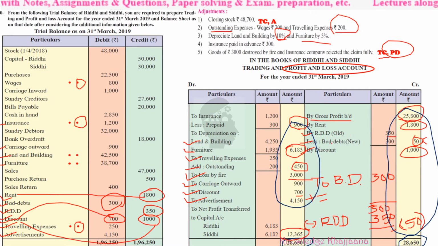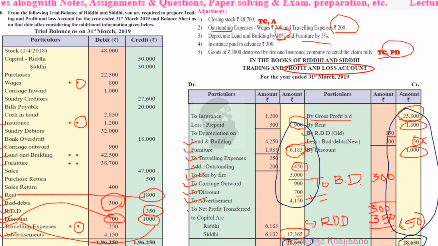See, as per the Partnership Act of 1932, when it is silent about the distribution of the profit, what should be done? It should be distributed equally among the partners. How many are the partners? Among the partners, it should be distributed equally. So 12,365 we have to distribute equally to two partners. That is what we have to do. We have to divide 12,365 divided by 2.